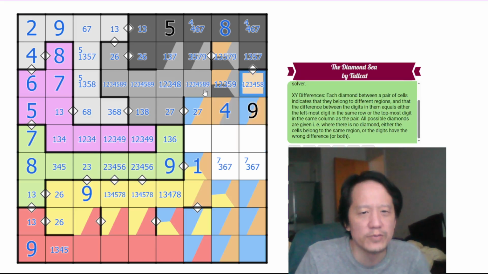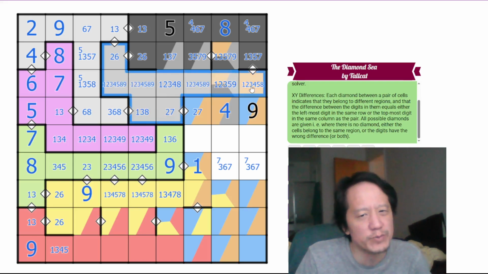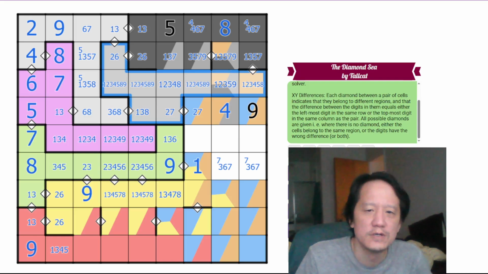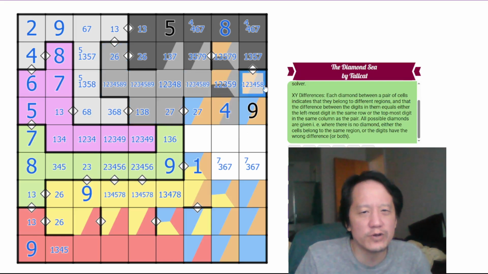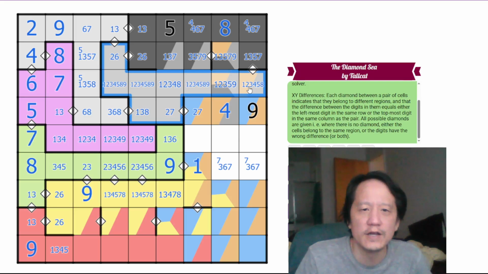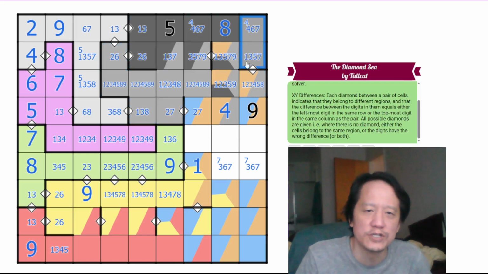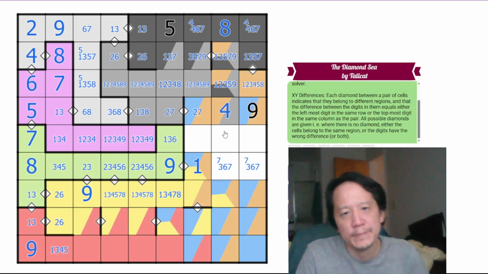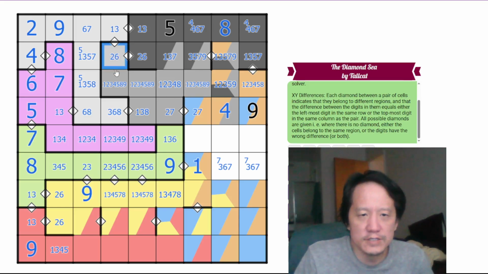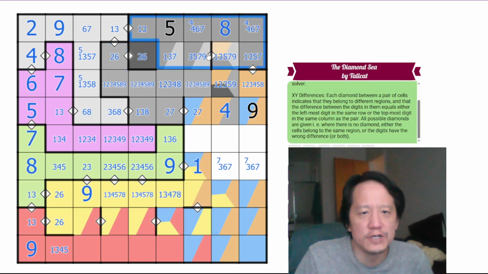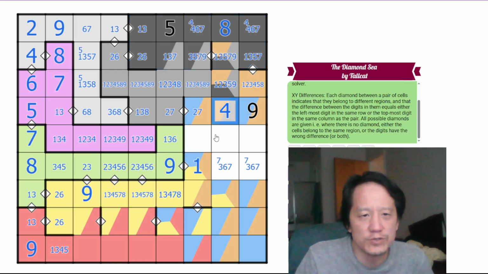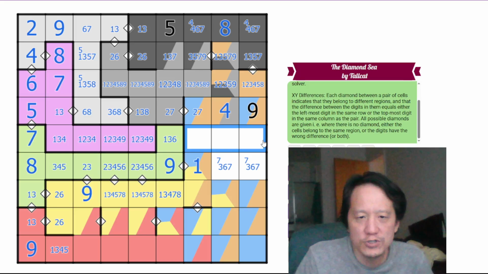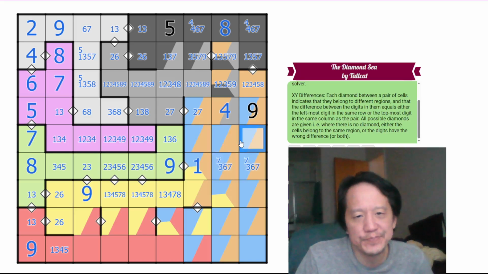This cannot be medium gray though. 1, 2, 3, 4, 5, 6, 7, 8. Oh, it could be medium gray. Okay, so that could be medium gray also. 1, 2, 3, 4, 5, 6, 7, 8, 9. No, then this would be a 10 cell region. That's not possible. So this cannot be medium gray. This has to be orange, because this would then form a 10 cell region, which is not allowed. We have to have a 9 cell region in chaos construction. So the rest of this is orange or blue. Okay.